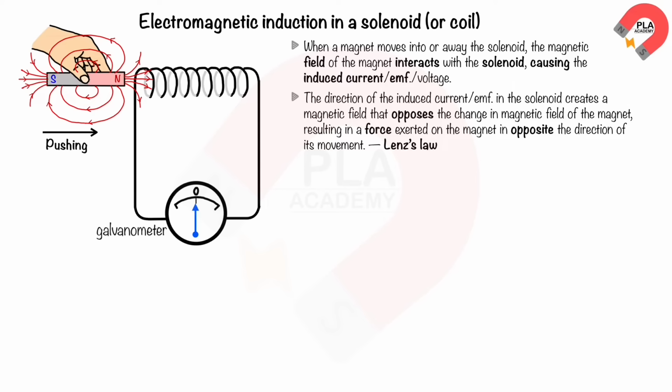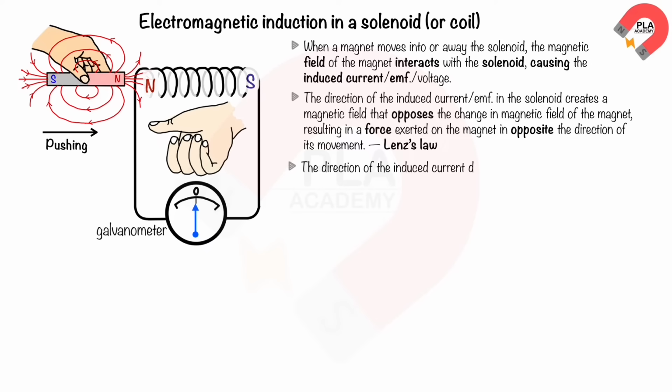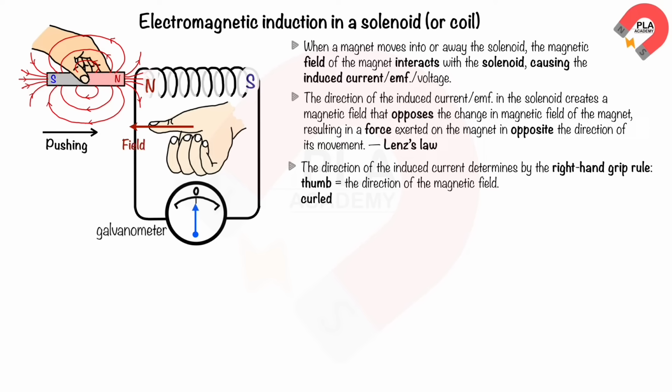The left end of the solenoid becomes a north pole when the magnet moves into it, creating a repulsive force that opposes the magnet's motion. And the right end becomes a south pole. The right-hand grip rule determines the direction of the induced current, with the thumb pointing along the magnetic field and the curled fingers indicating the direction of the current's flow.